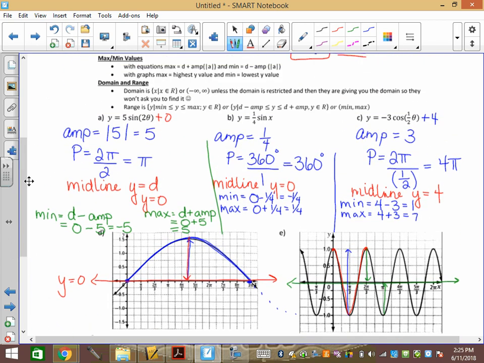So what would the range of this graph be? If we do it in set notation, it's going to be y such that -5 is less than or equal to y is less than or equal to 5, y ∈ R.